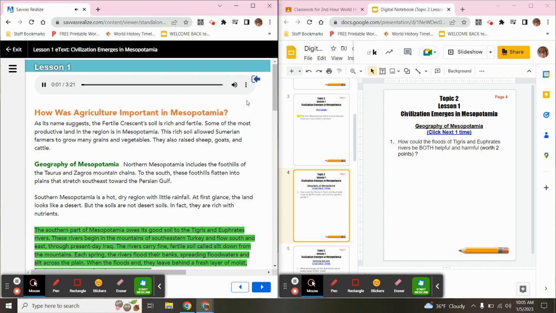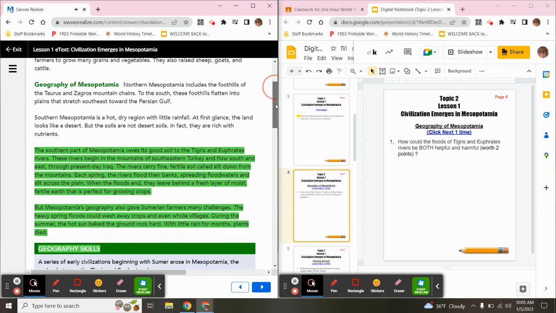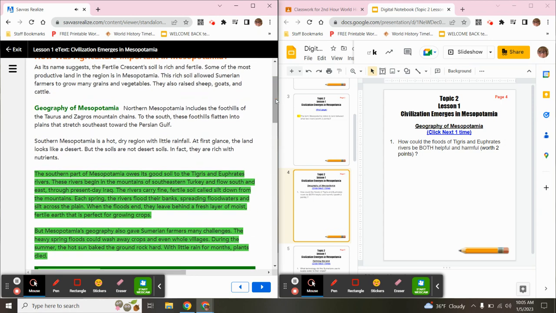How was agriculture important in Mesopotamia? As its name suggests, the Fertile Crescent soil is rich and fertile. Some of the most productive land in the region is in Mesopotamia. This rich soil allowed Sumerian farmers to grow many grains and vegetables. They also raised sheep, goats, and cattle.